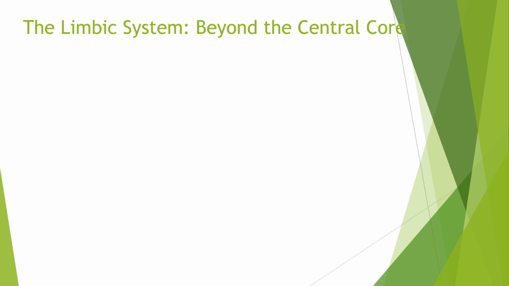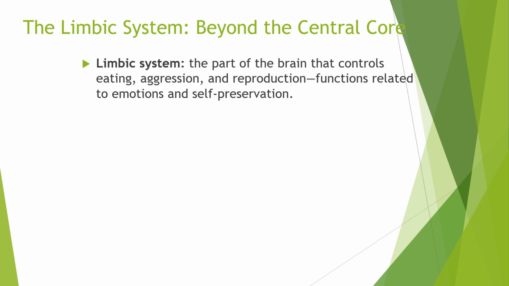Okay, so now let's move on, still in the central core that we're talking about, the old brain, to the limbic system. The limbic system is kind of like the main emotional center of your brain. So it controls all of your emotion and motivation types of behaviors like eating, aggression, and reproduction. The functions related to emotions and self-preservation. The two main structures of the limbic system are the amygdala and the hippocampus.